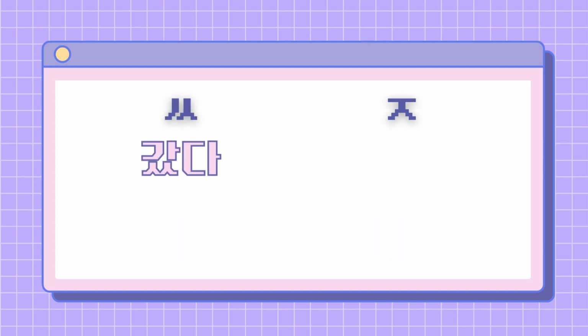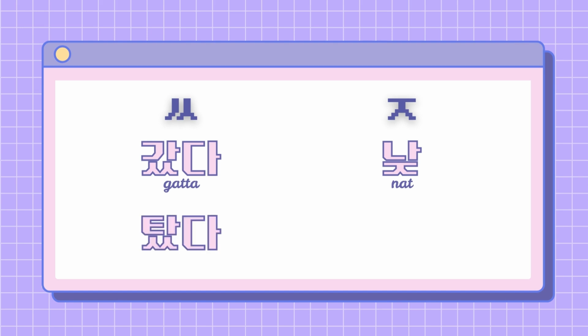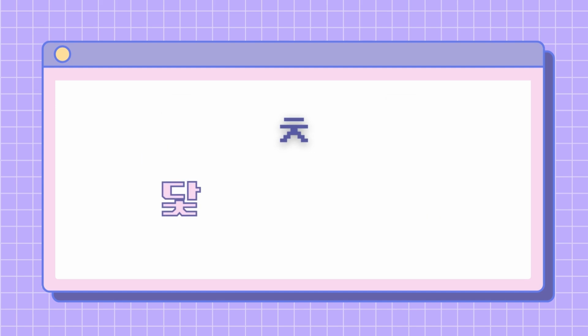For 쌍시옷 and 지읒, it's 같다, 낫, 탔다, 짙다. Now let's practice for 치읓. 탓, 꽃.